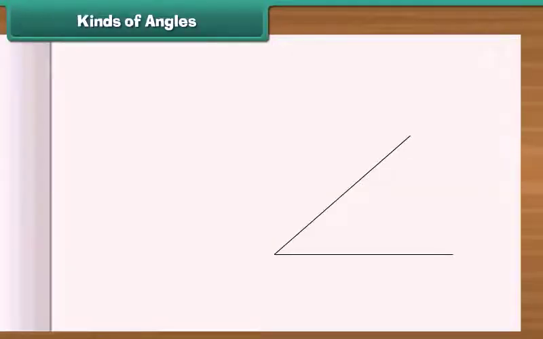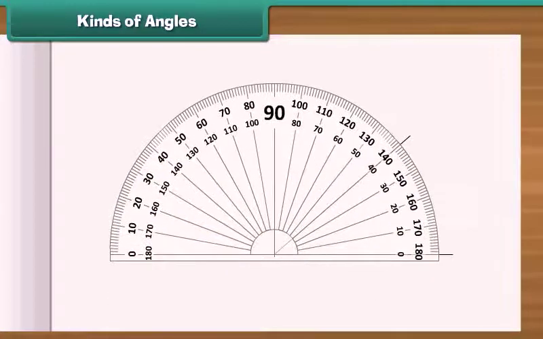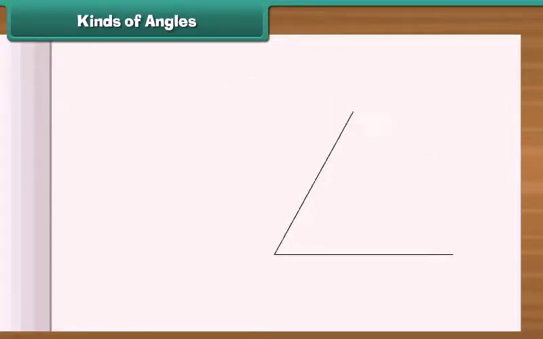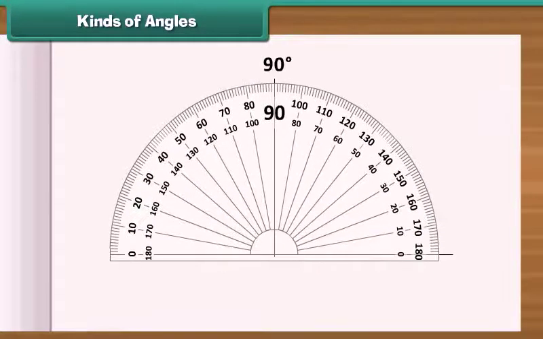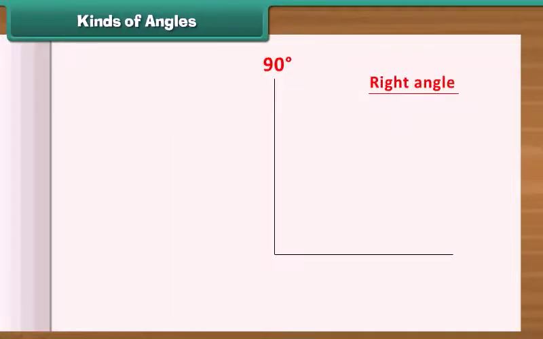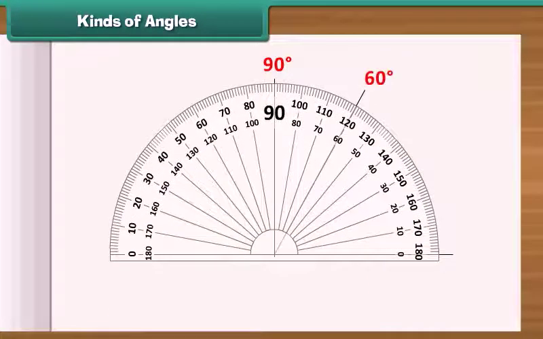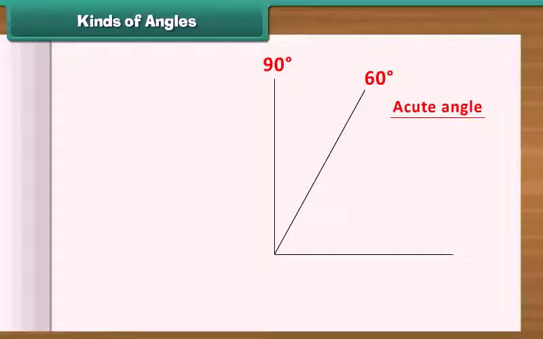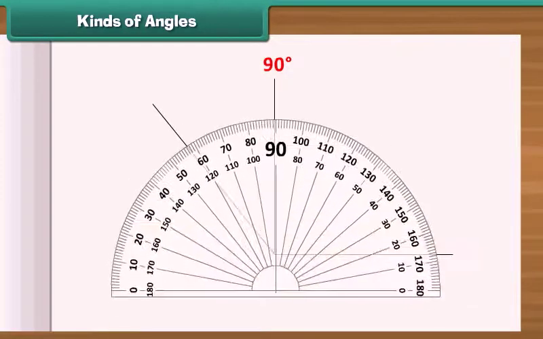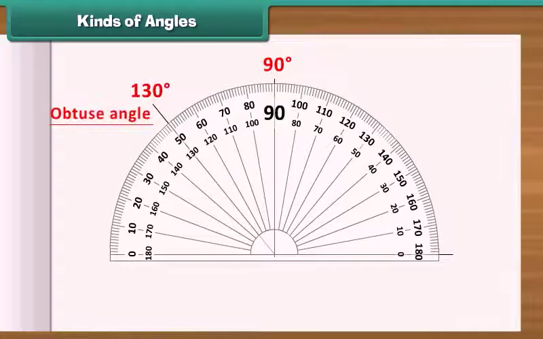An angle can be measured by using a protractor. It is also used in drawing an angle of a given measure. An angle whose measure is 90 degrees is called a right angle. An angle whose measure is less than 90 degrees is called an acute angle. While an angle whose measure is more than 90 degrees is called an obtuse angle.